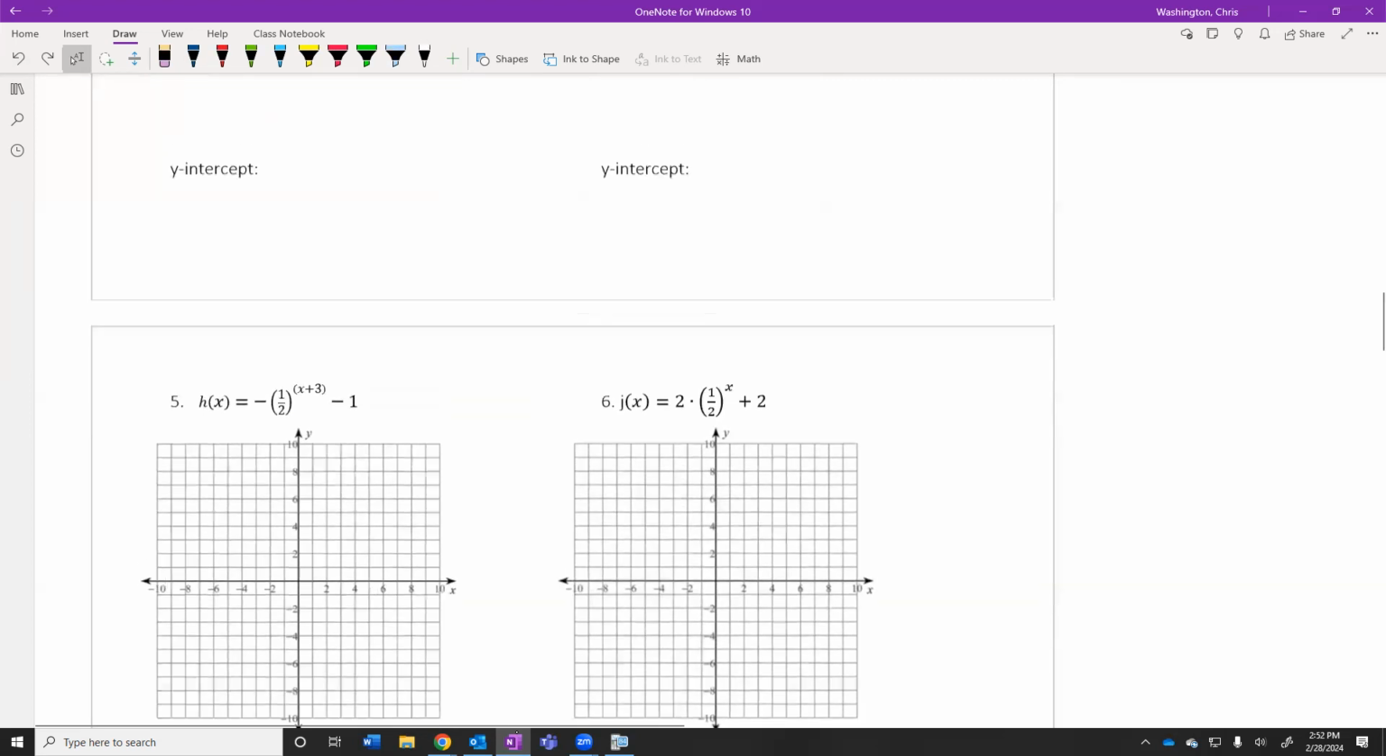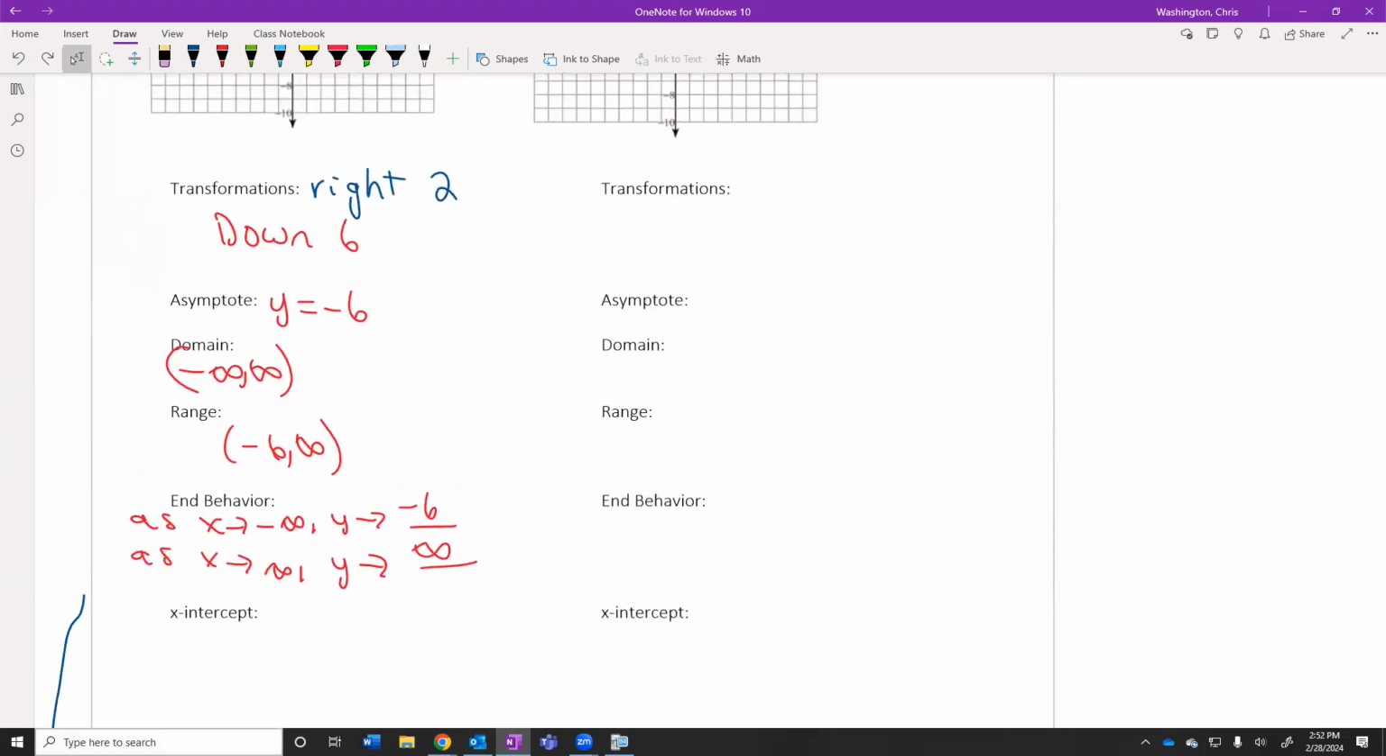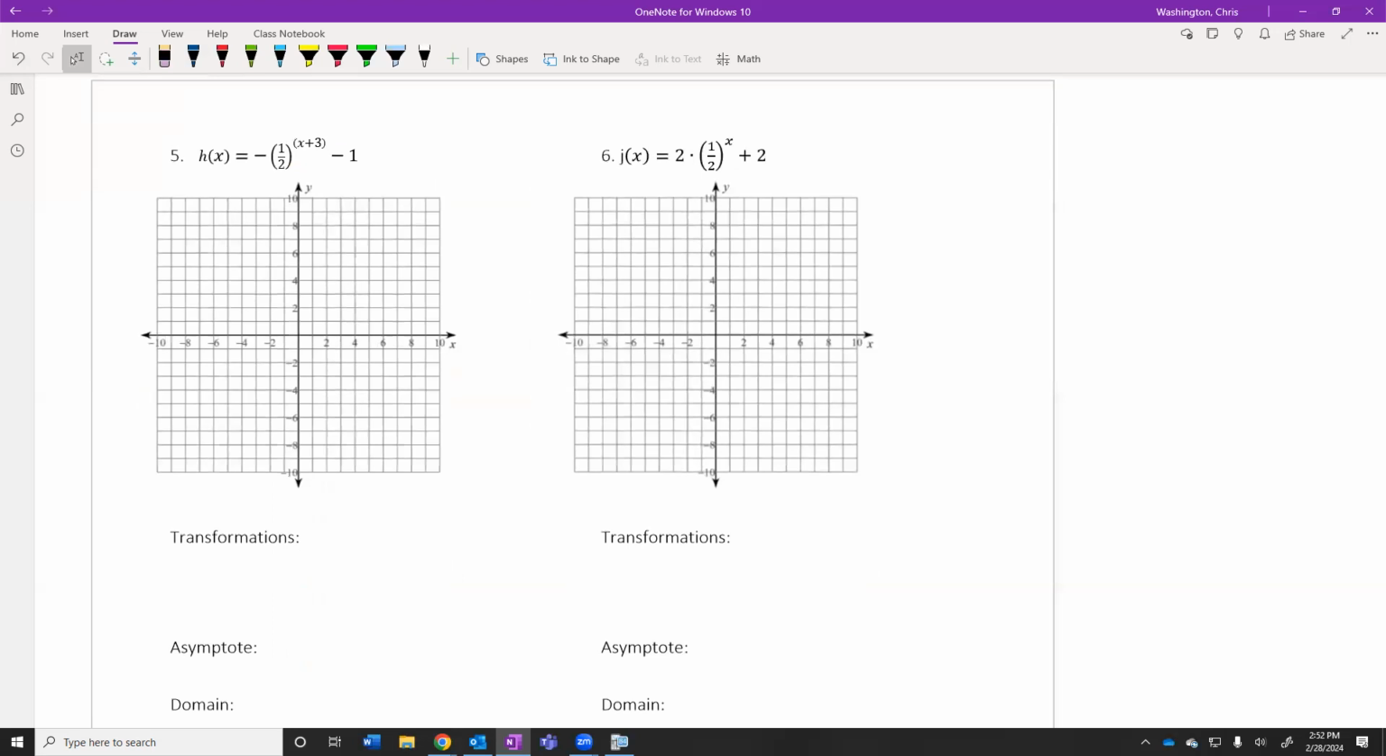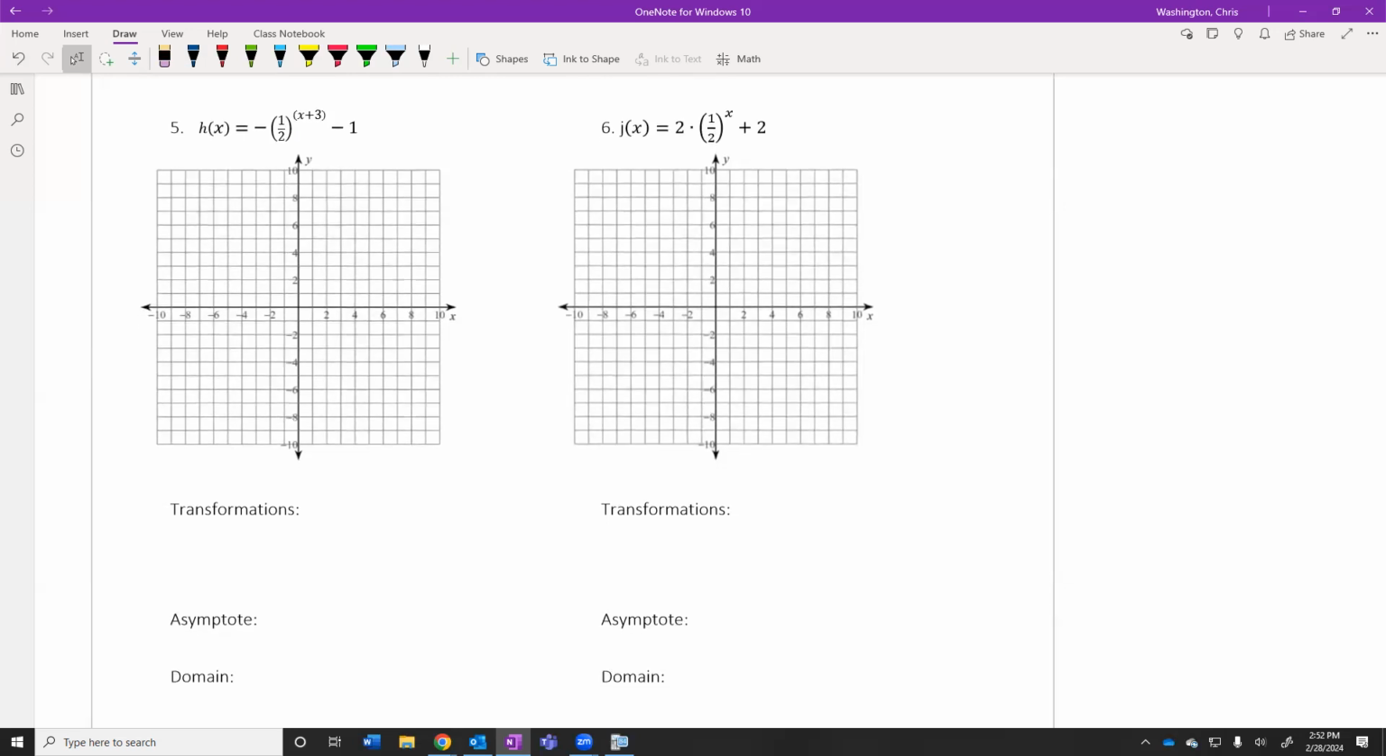That is correct. I'm going to skip number 4 unless you just really want to see it in a second. And I'm going to do number 5. Number 5 is an exponential decay, but it does have a reflection. The negative in front we talked about yesterday. You need to know the transformations really well. The negative in front is going to be a reflection over the x-axis.